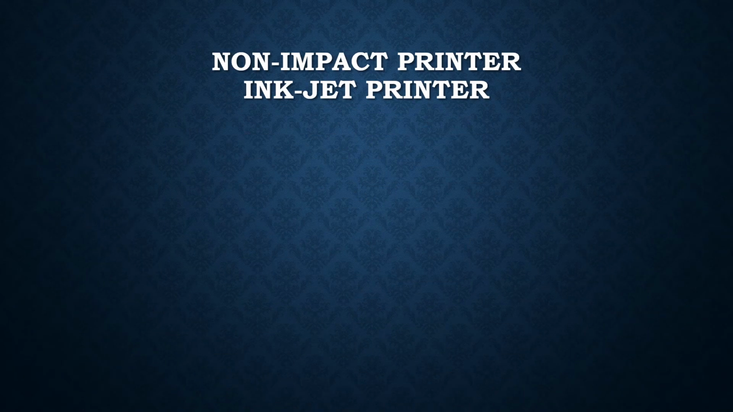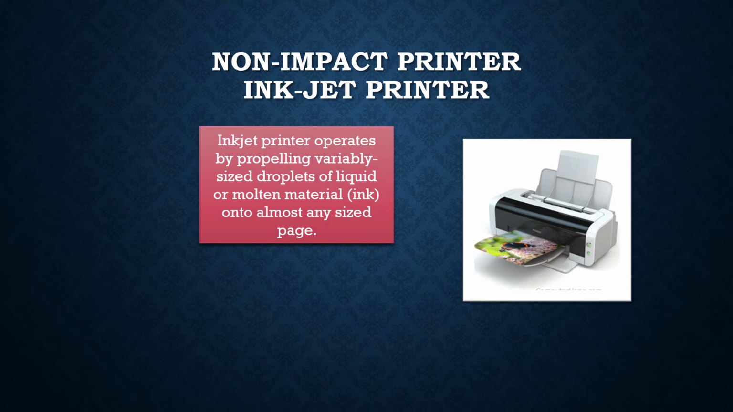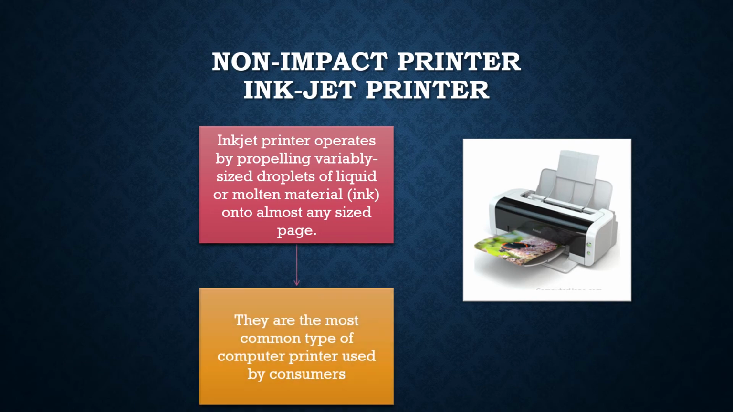Now, let's study the other type of non-impact printer, which is the inkjet printer. The image represents an inkjet printer. An inkjet printer operates by propelling variably sized droplets of liquid or molten material, that is ink, onto almost any sized page. They are the most common type of computer printer used by consumers.